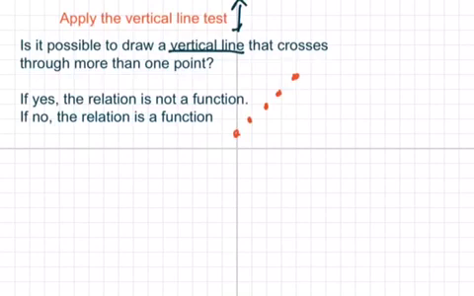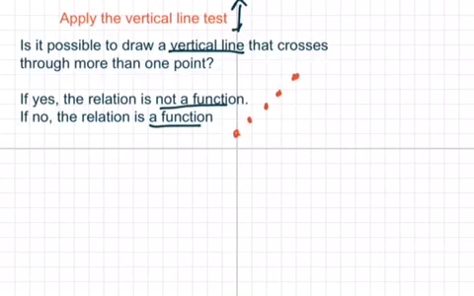If yes, the relation is actually not a function. If no, if it's not possible to draw a vertical line through more than one point, then yes, it is a function. Okay, so taking a look at this example, this is a discrete graph because it's just a bunch of points. Okay, so drawing vertical lines.